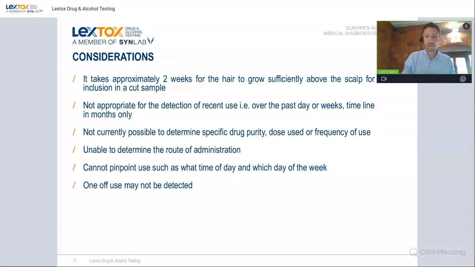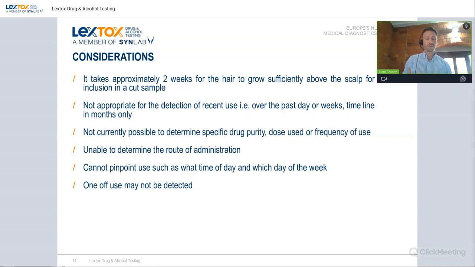So there are some considerations that you need to be aware of with hair testing. It does take approximately 2 weeks for the hair to grow sufficiently out of the scalp and out of the body for it to be included in the actual analysis.